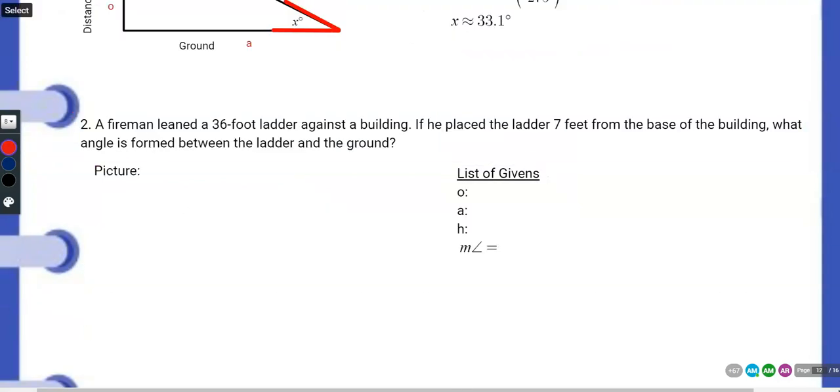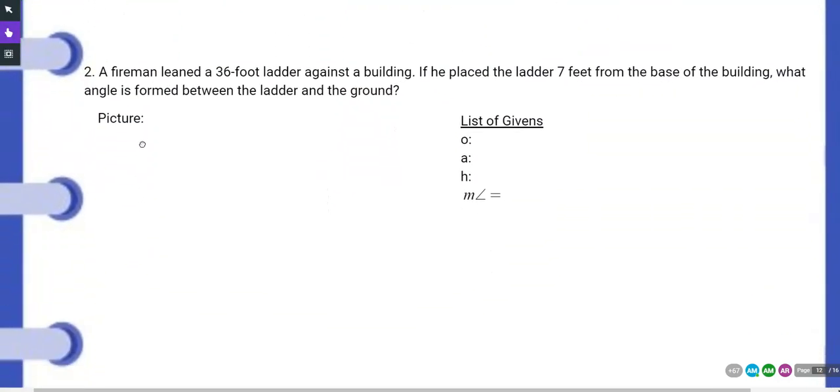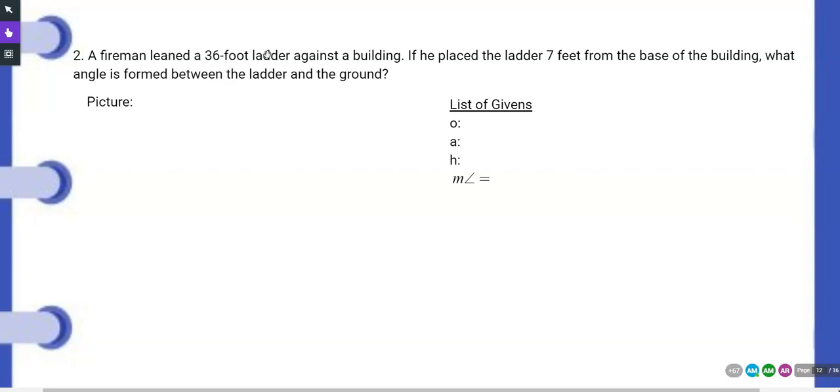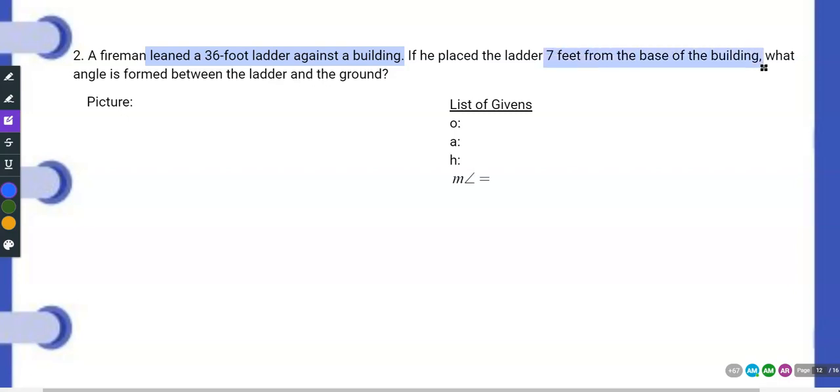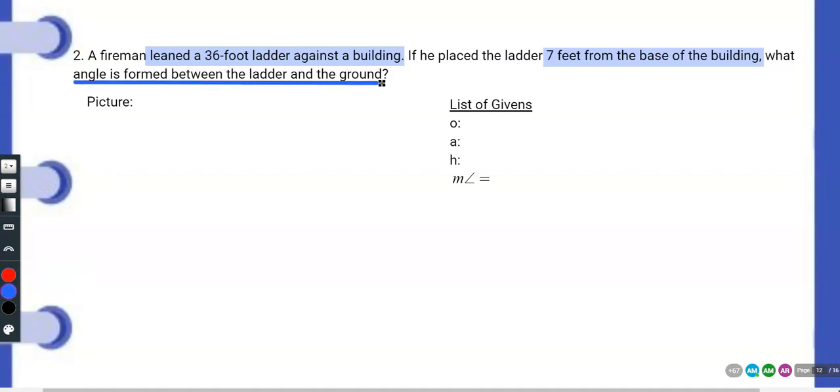All right, moving on to number 2 here. We have a fireman who leaned a 36-foot ladder against a building. If you place the ladder 7 feet from the base of the building, what angle is formed between the ladder and the ground? And so what we're going to do here is, again, remember that if he is leaning something against something else, that's our hypotenuse. It is also telling us that the ladder is 7 feet from the base of the building, and we want to know what is the angle formed between the ladder and the ground.